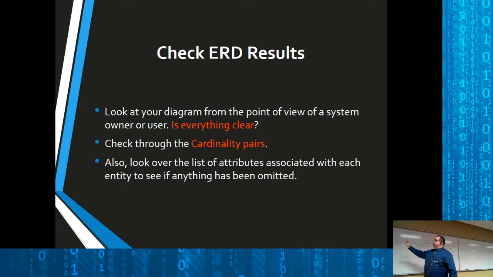Now you want to take a look at the diagram from the viewpoint of a system user or owner. Is everything clear? Does it make sense? If it makes sense, good job. If something doesn't make sense, you need to revisit and have another conversation with your end users or your system administrators or whatever. Check through your cardinality pairs. Make sure the rules make sense.